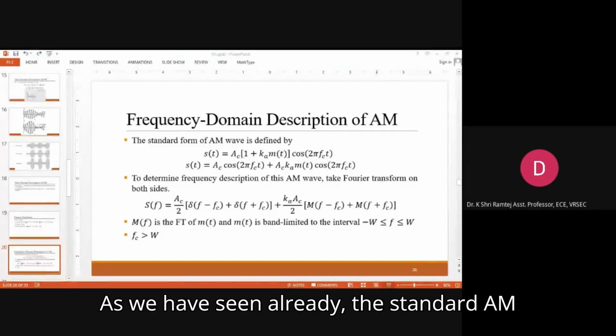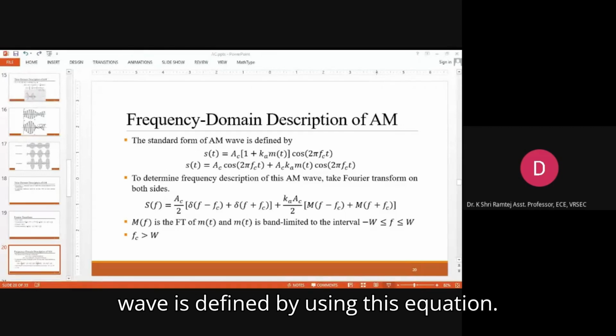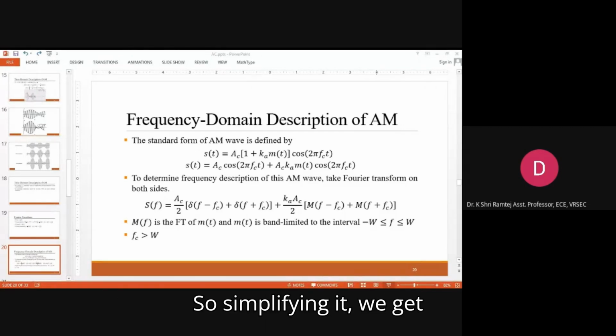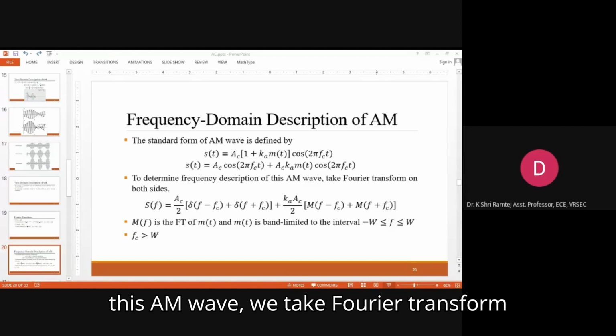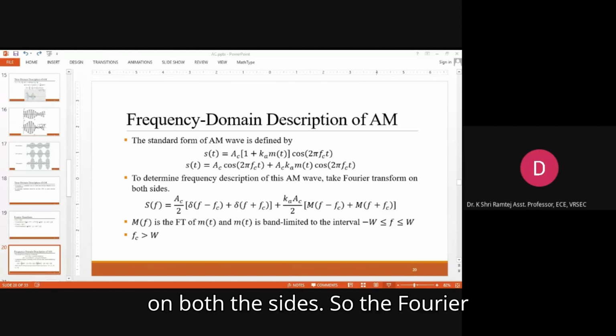As we have seen already, the standard AM wave is defined by using this equation. Simplifying it, we get AC cos 2 pi fct plus AC into Ka m of t into cos 2 pi fct. To determine the frequency distribution of this AM wave, we take the Fourier transform of both sides.